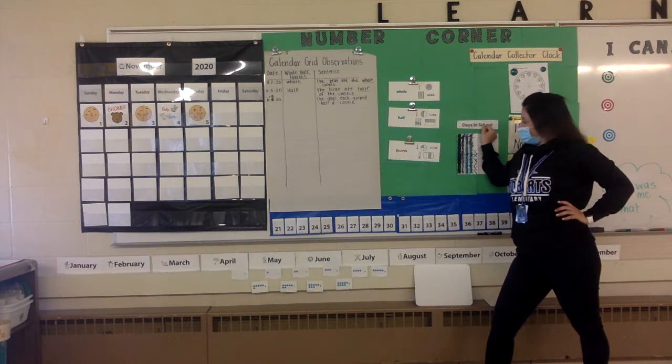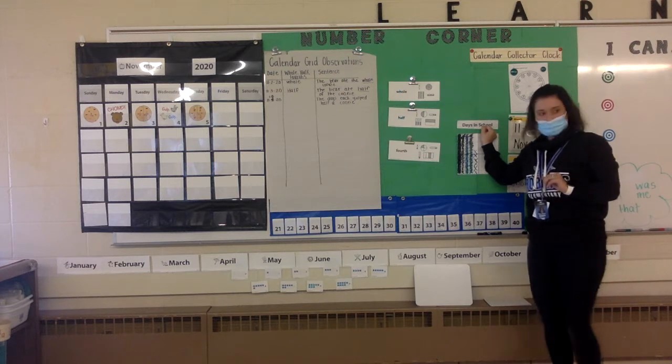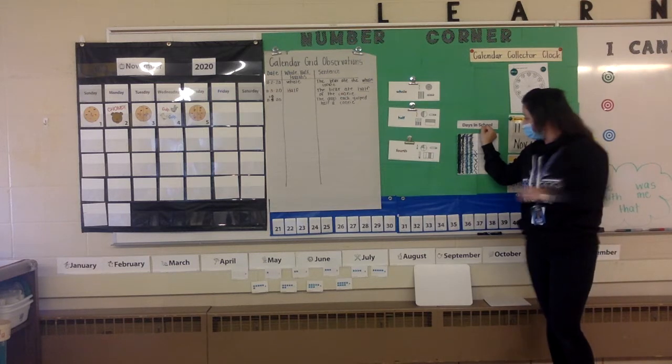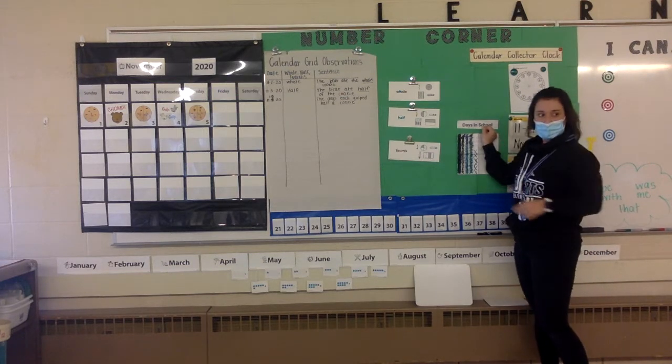Camden? 4. How did you figure that out? Because I went by 2s because I went 2, 4. Yeah, so I want to show my friends at home because it might be kind of far away.